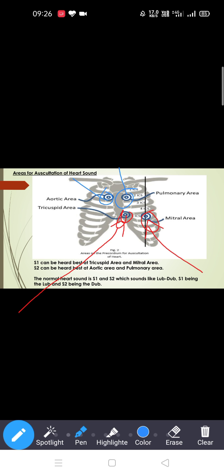Okay, so while listening to the heart sound in the tricuspid and mitral area, what will you hear? You will hear the S1 sound louder than the S2 sound. Means you will hear the lub sound louder than the dub sound. Okay, means like lub dub, like that. And if you hear the heart sound in the aortic area and pulmonary area, here you will hear the S2 sound louder than the S1. Okay, means you will hear the dub sound louder than the lub. Okay, so these are the areas for the auscultation of the heart.